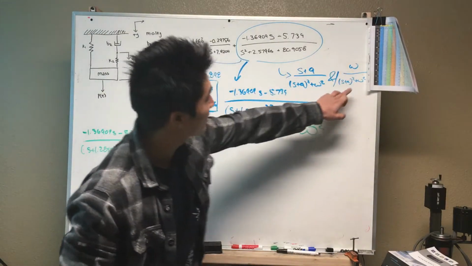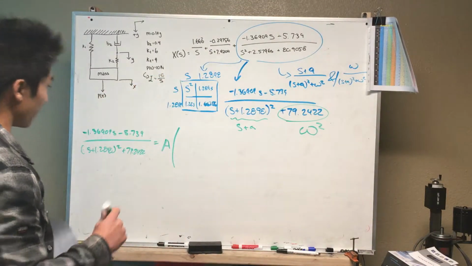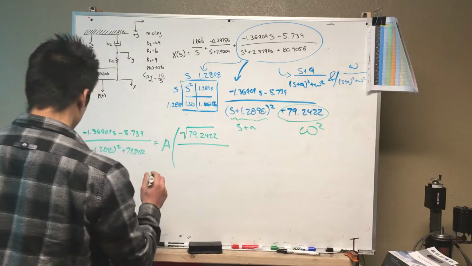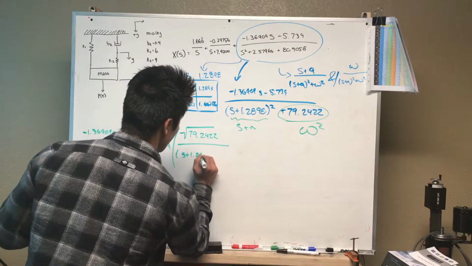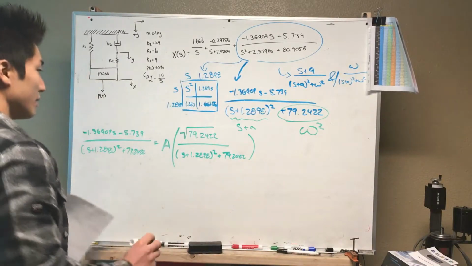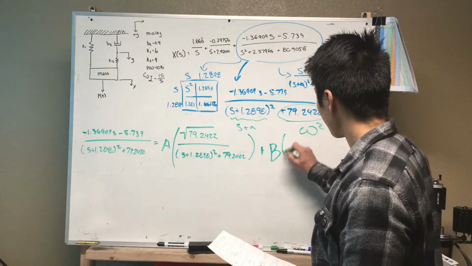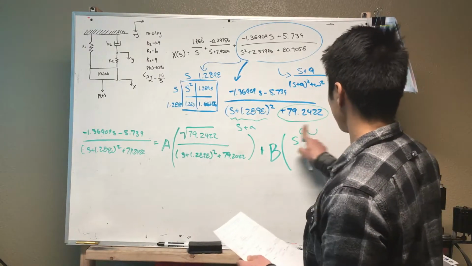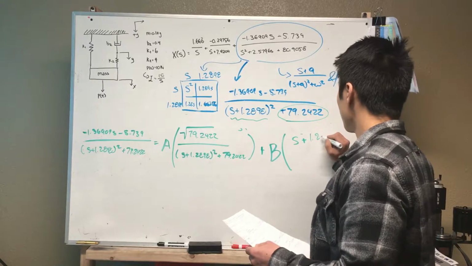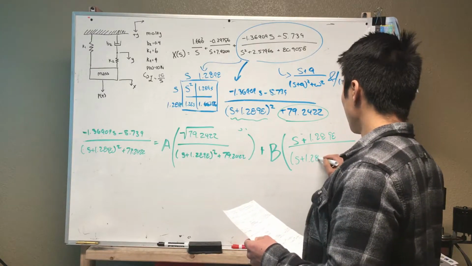since we want it in this form, notice that that's omega squared, but that one's omega, which means that we want to get the square root of that, which is going to be the square root of 79.2422 over s plus 1.2898 squared plus 79.2422, and we want to find a b multiplied by s plus 1.2898 over the same one as before.